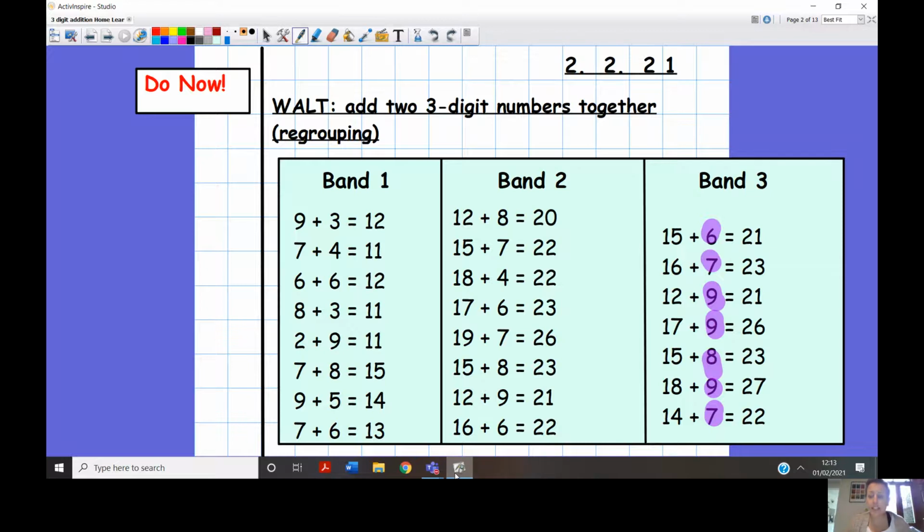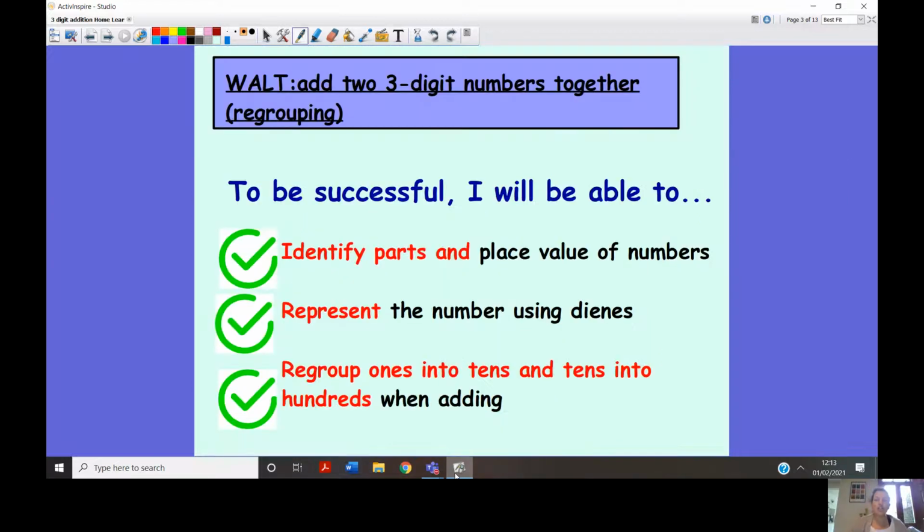We are going to first of all look at our steps to success. So to be successful in today's task, which is adding 2 3-digit numbers together with regrouping, we are going to need to be able to identify the different parts and our place value of our numbers. Yes, part, whole is back again, and place value, which is why we looked at it yesterday. We're going to represent the number using Deans. You probably don't have access to Deans, so we're going to go through how you can draw them, and also there are some links to some online Deans.